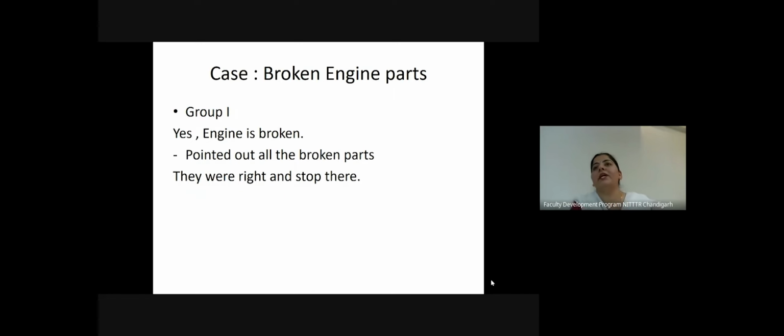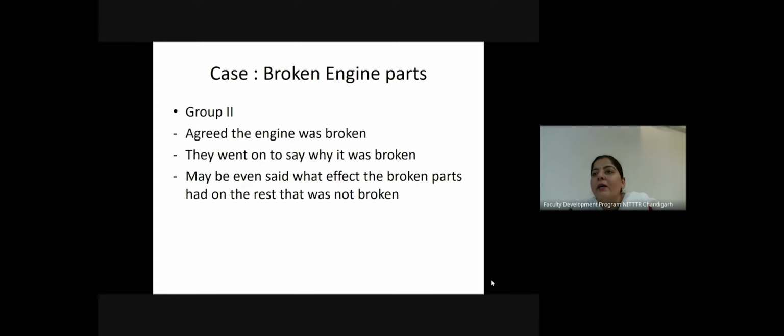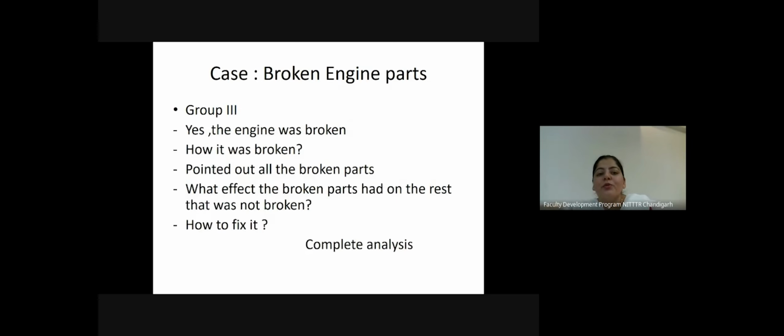One group after the case study analysis said the engine is broken, pointed out all the broken part and they were right and stopped there. Second group ने क्या करा? Agreed on the engine was broken, they went on to say why it was broken and maybe even said what effect the broken part had on the rest that was not broken. Third group student gave solutions also.